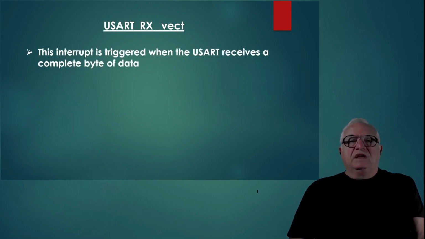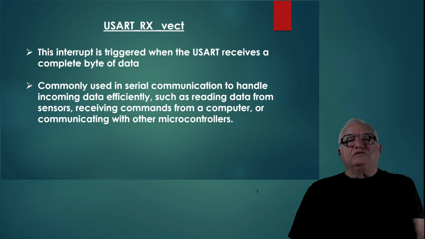Now, next comes the UART receive. This interrupt is triggered when the UART receives a complete byte of data. Commonly used in serial communications to handle incoming data efficiently, such as reading data from a sensor, receiving commands from a computer, or communicating with other microcontrollers.